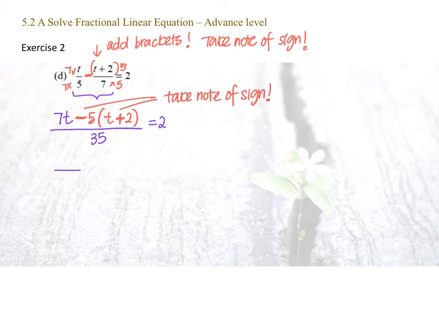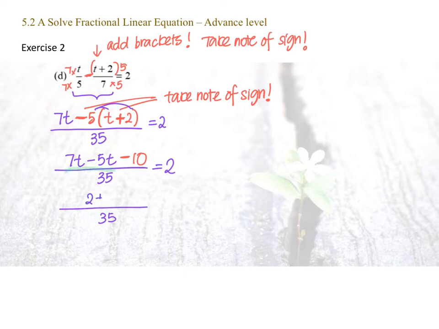Now the denominator is 35. We're going to expand and simplify our numerator. So 70 minus 5t, negative 5 times 2 minus 10. So please take note, this is the trap. Negative 10 should be the correct answer. Now after that we simplify and we'll be able to get our answers over here. 7t minus 5t, that will give you 2t and minus 10 to be equals to 2.